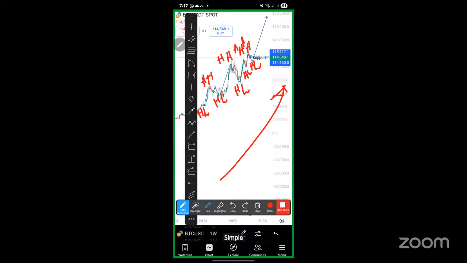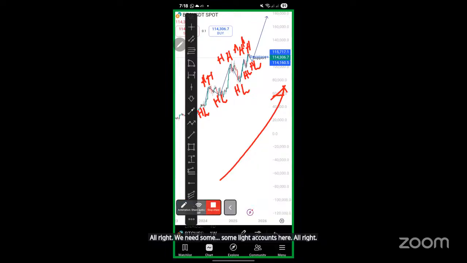Simple. The overall trend is an upward trend, but price keeps on retracing. So where it retraces down, there are higher lows, and where it retraces up, it is a higher high. Let me slide this down. All right. We need some light and count here. All right. Higher highs, higher lows.